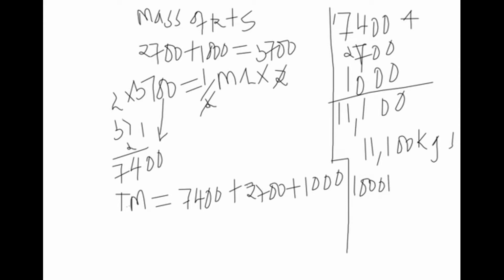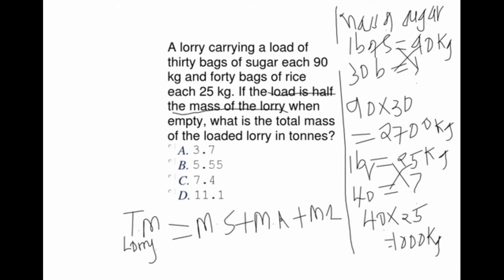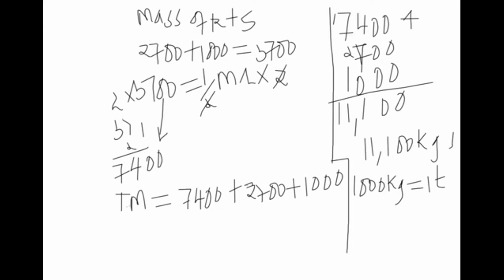1,000 kgs equals 1 ton. The question was the total mass of the lorry in tons. So you know that 1,000 kgs equals 1 ton. What about 11,100 kgs will be equals to how many tons? So we cross multiply. So we have 11,100 multiplied by 1 divided by 1,000. So we have these two zeros cancelling.